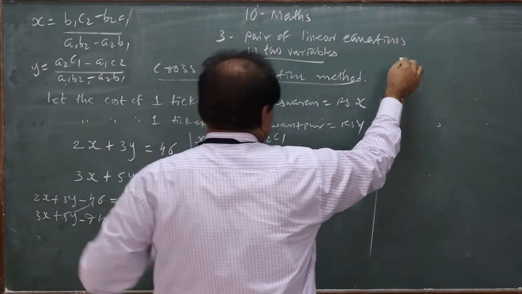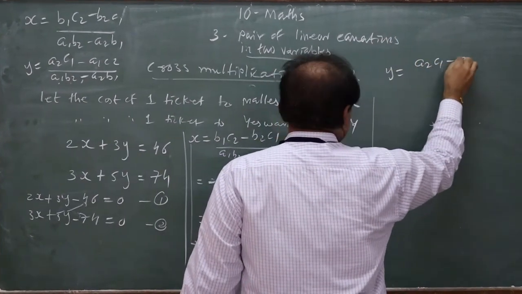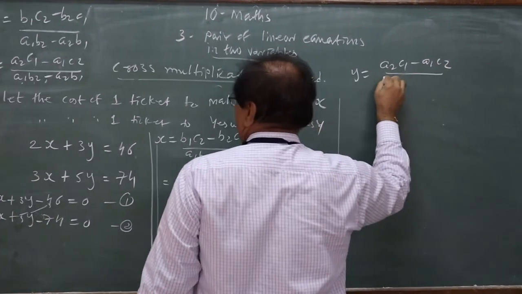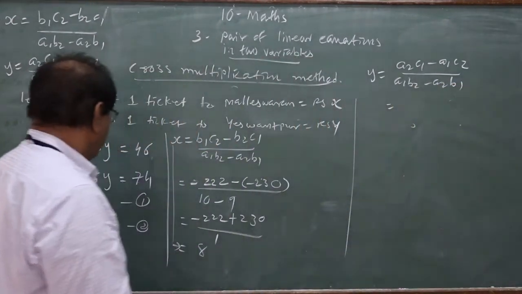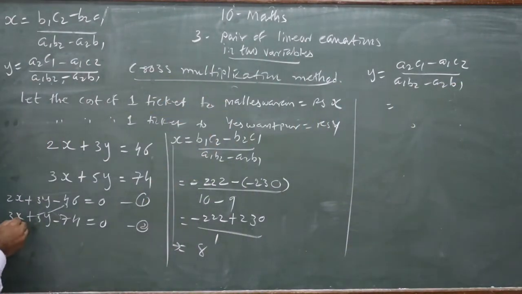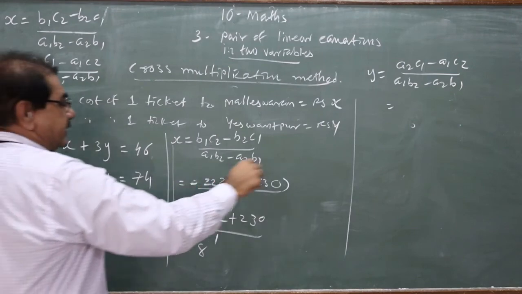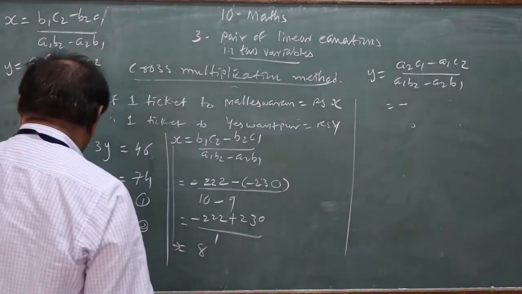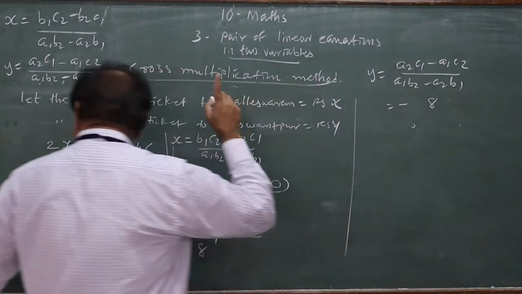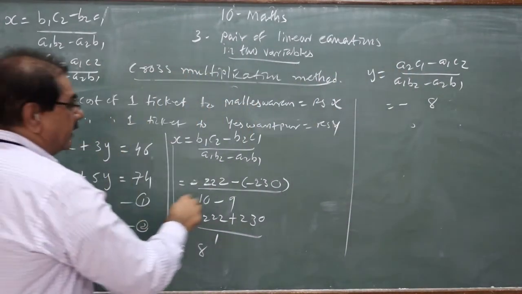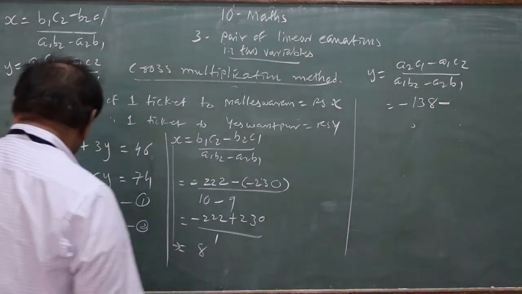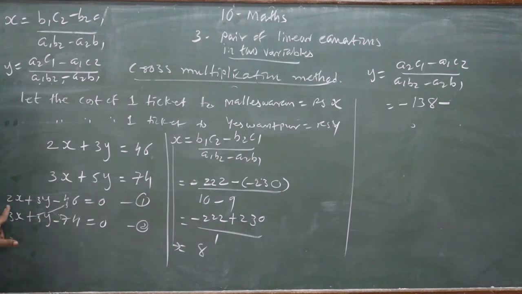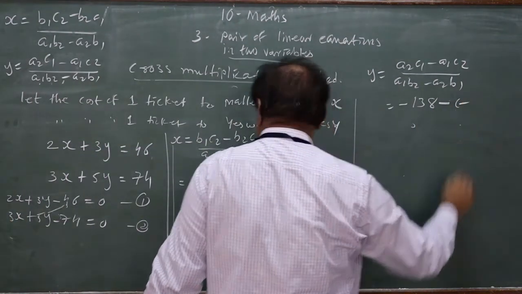Y is equal to A2 C1 minus A1 C2 upon A1 B2 minus A2 B1. Okay, go for the values. A2 C1. So 3 into minus 46, how much? Sign is minus. 46 3s are 6 3s are 18, 1 carry, 4 3s are 12 and 1 13. Minus 138. Minus sign of the formula. A1 C2 minus 74 into 2. So again the answer is minus.